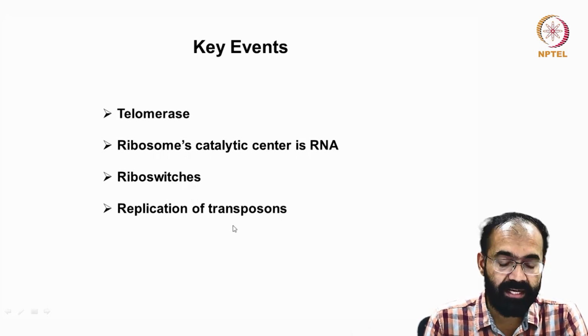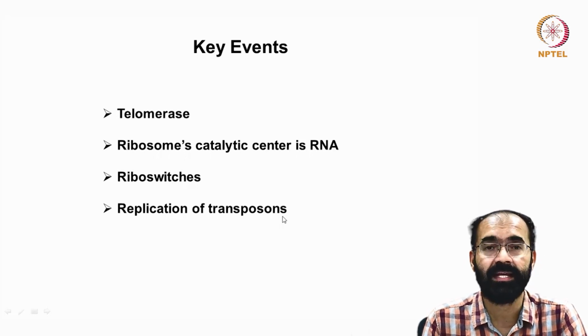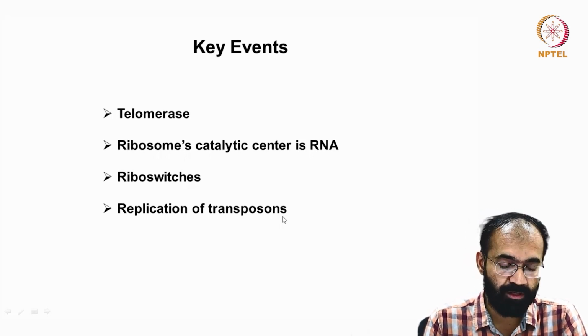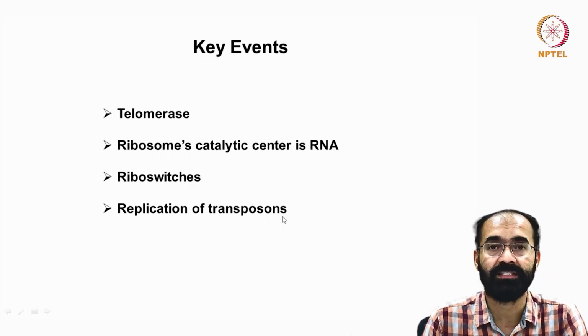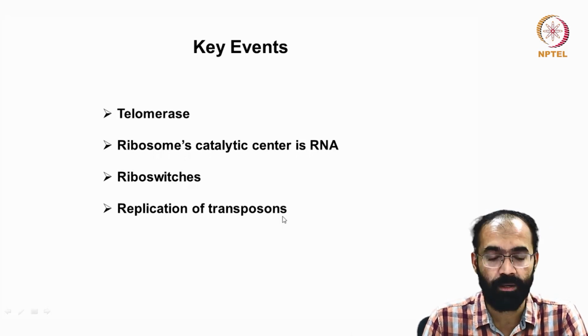And then replication of transposons. Transposons are also called jumping genes, that they can move from one place to another. We call them the jumping genes. And the replication of transposons also was a key event, which also fetched a Nobel Prize.